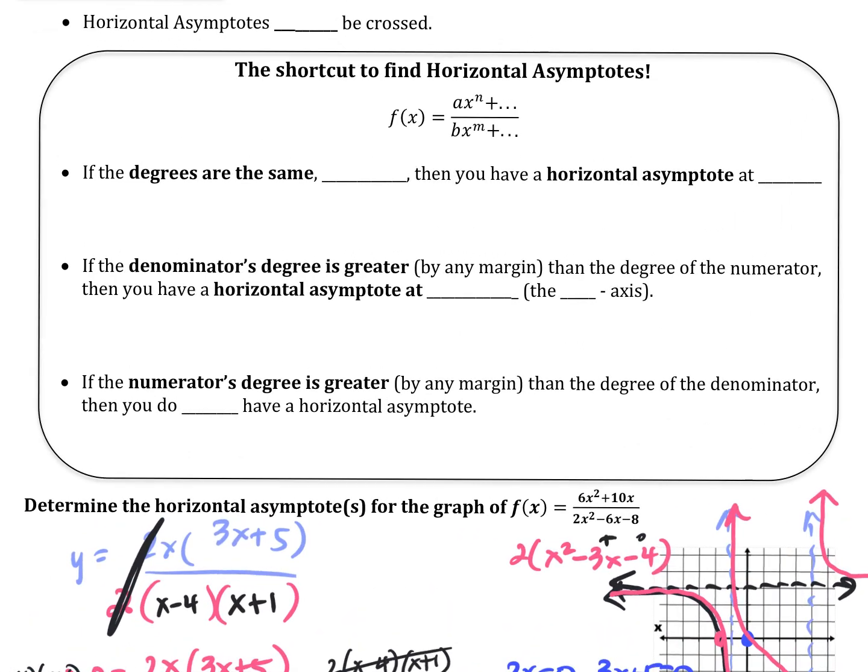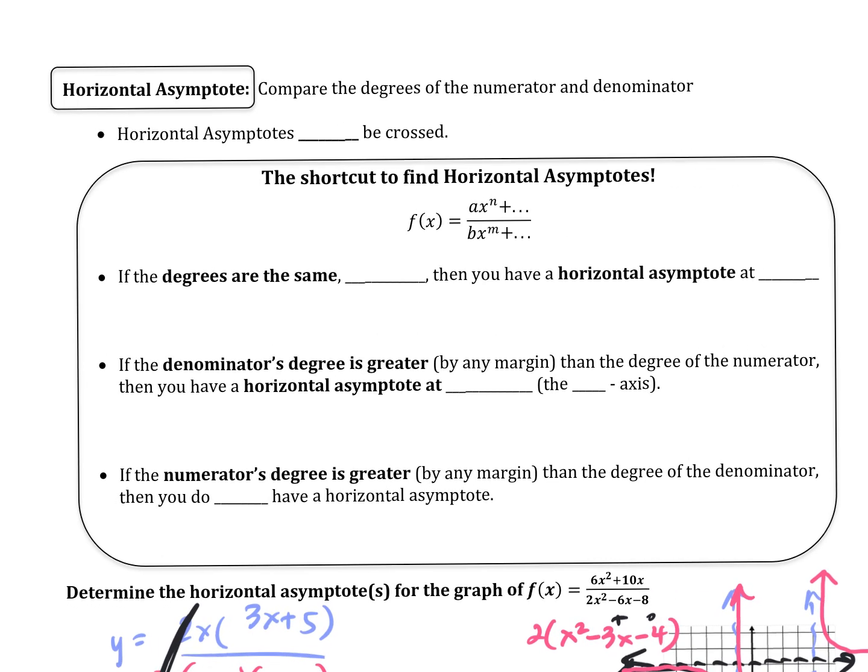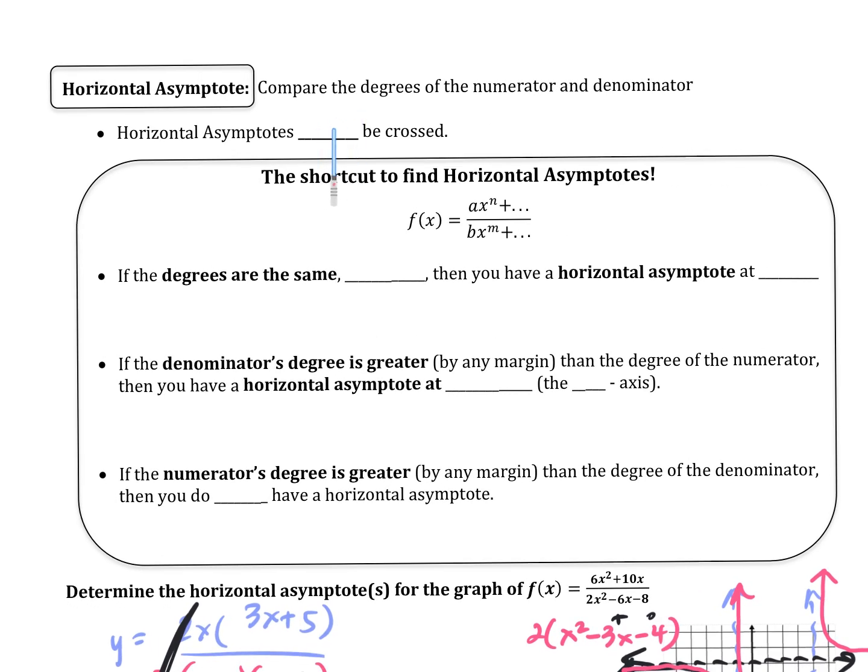You guys, notice on this one, Leva said my horizontal asymptote was 3. How could we get a 3 here? 6 divided by 2. 6 divided by 2 is 3. Interesting. Let's pop up here real fast. Horizontal asymptotes, they can or cannot be crossed. They can. Horizontal asymptotes can be crossed. It's the vertical asymptotes that cannot.